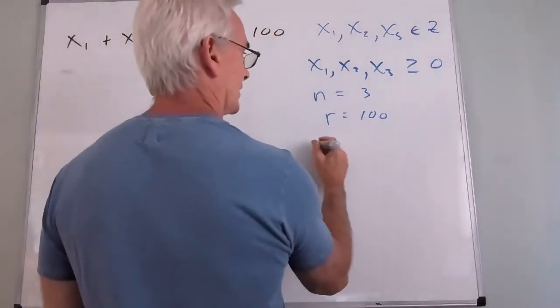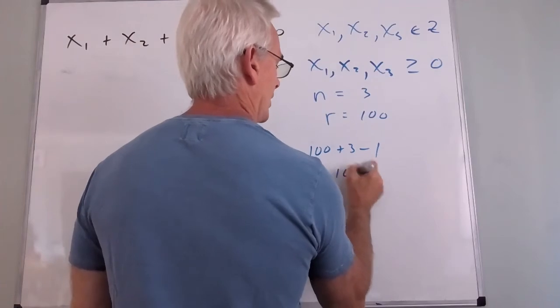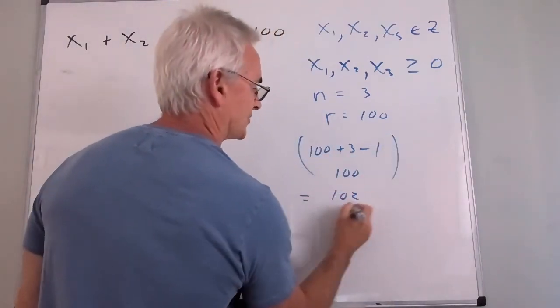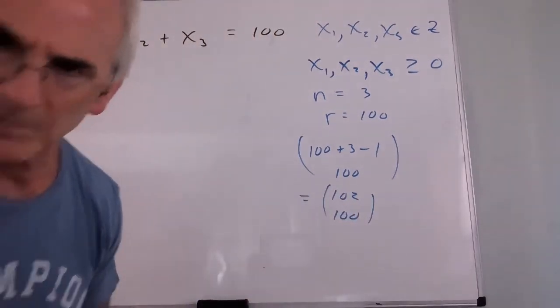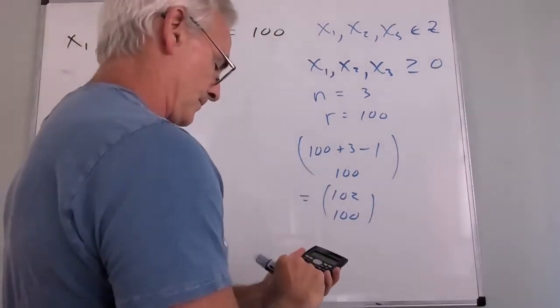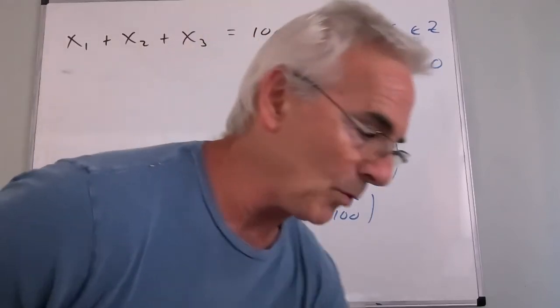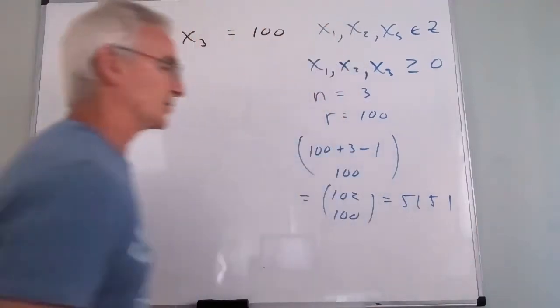So now the answer is 100 plus 3 minus 1, choose 100, which is not outrageous compared to the previous answer, but is a little bit bigger. We said the previous one, I believe, was 4851. This is 5151.